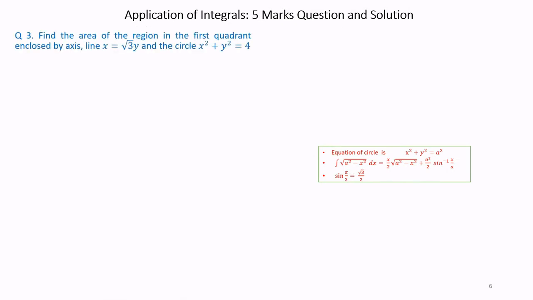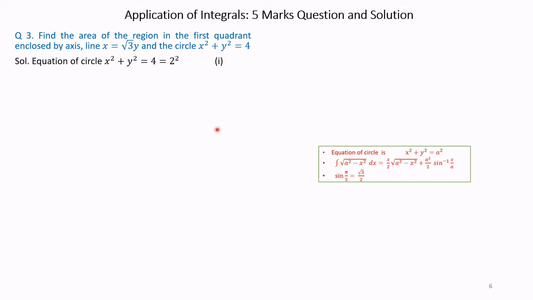Question number 3. Find the area of the region in the first quadrant enclosed by axis and line x is equal to root 3 y and the circle x square plus y square equals 4. So equation of circle is x square.